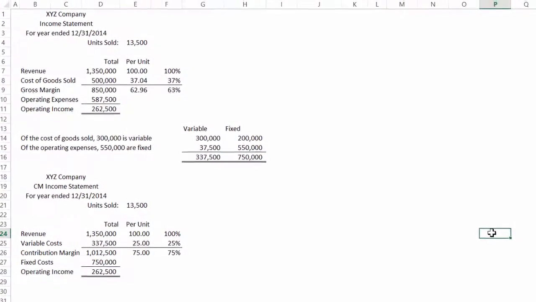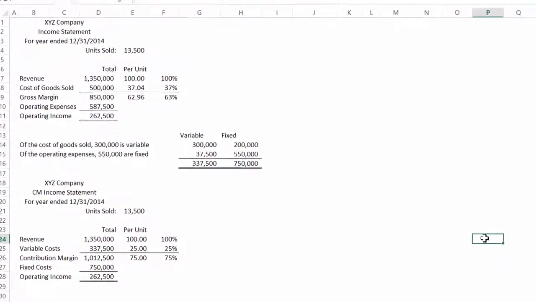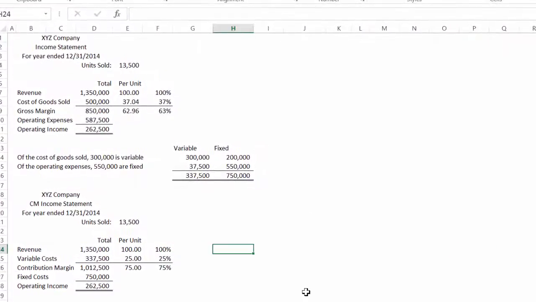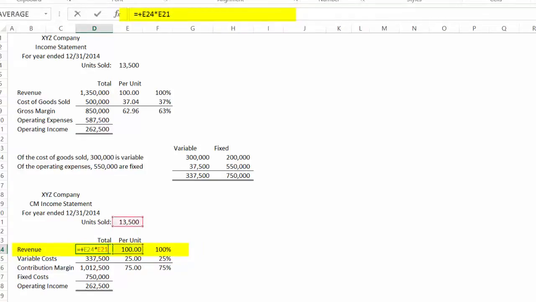CVP is based on this financial statement, so I'd like to just look at this a little bit more closely. What is that revenue? Let's go over and look at it. If we come over to the revenue and click on F2 or hold down F2, we can see the formula used is the number of units sold times the price per unit.